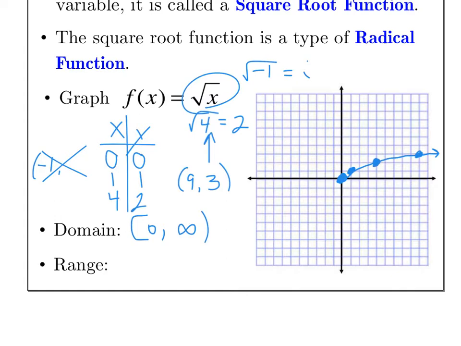Now range values would be the same, 0, comma, infinity, because if you think about the output values, everything is above this red line. Okay? If you think about the input values, everything is to the right-hand side of that red line. So we're talking about our domain and range. We will be discussing that further throughout this lesson, so keep that in mind.